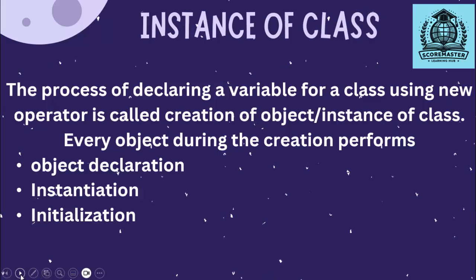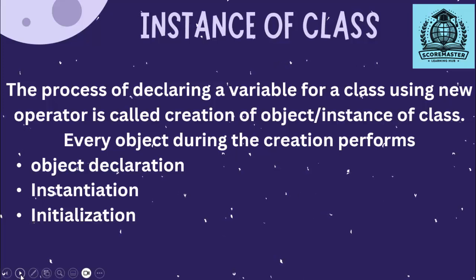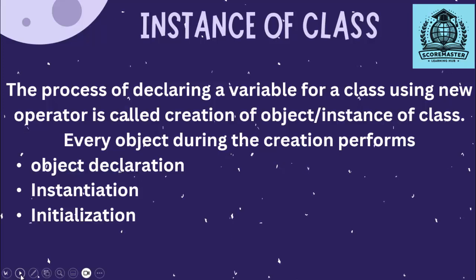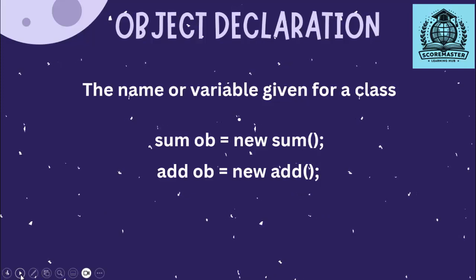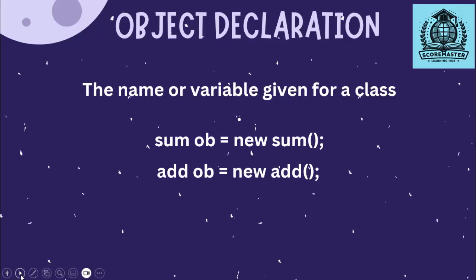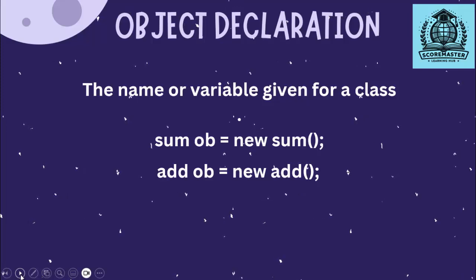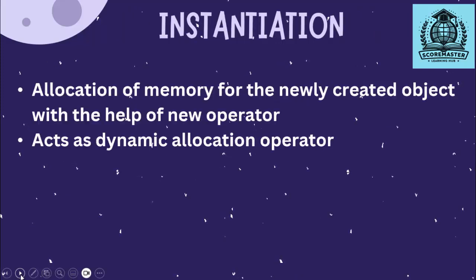Every object during creation performs three things. One is object declaration, the second one is instantiation, the third one is initialization. So this is what is the instance of the class. Object declaration, the first one, is the name of the variable given for a class. That is, Sum ob = new Sum(), Add ob = new Add(). So here ob, we are just creating an object.